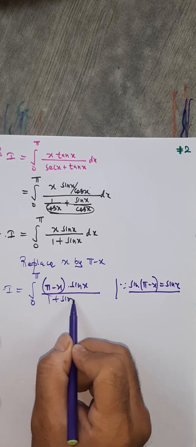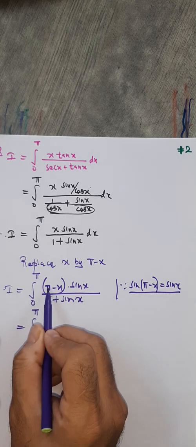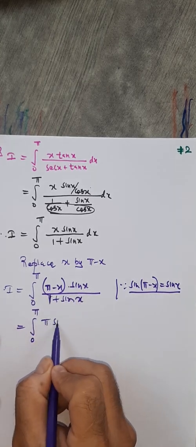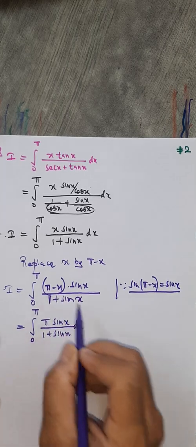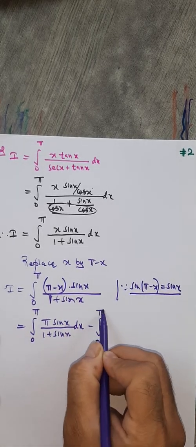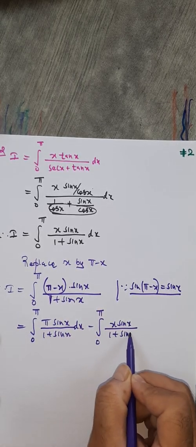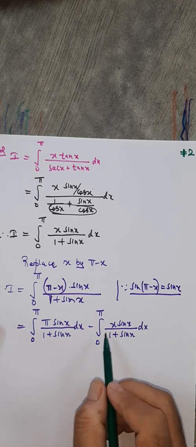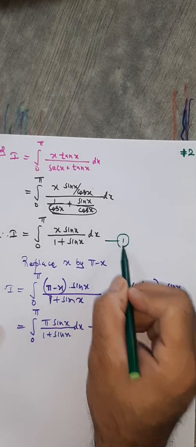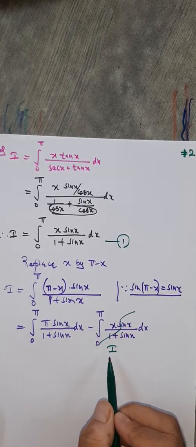1 plus sine pi minus x, which is sine x. Now I'll split into two integrals: integral 0 to pi sine x upon 1 plus sine x, minus integral 0 to pi x sine x upon 1 plus sine x dx. Now the second integral is just I, you see this is the same as the question, you can call this 1 here. So this becomes just I.